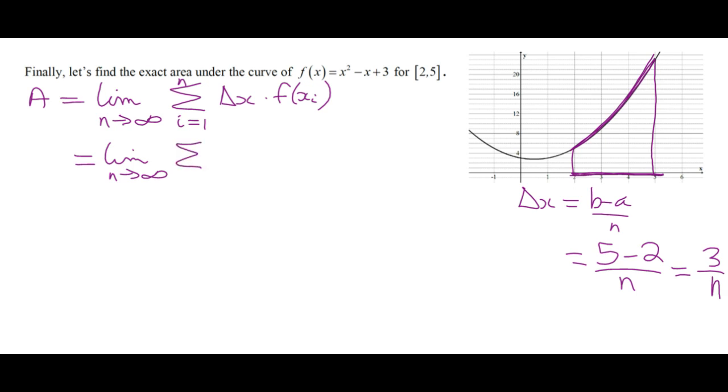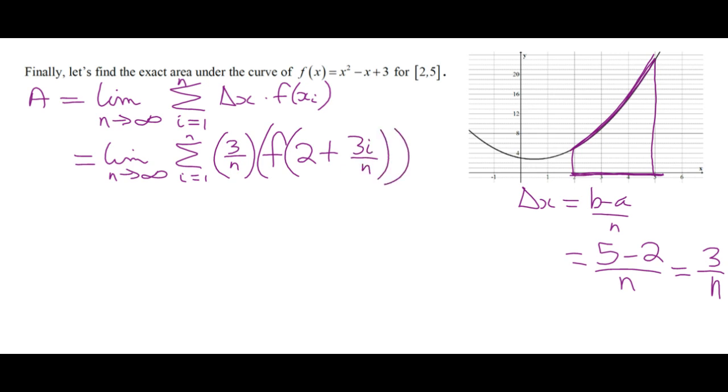So we have the sum from i equals 1 to n of 3 over n times f of x sub i, right? Which is going to be f of a, so 2 plus i times 3 over n. So let's just call that 3i over n.